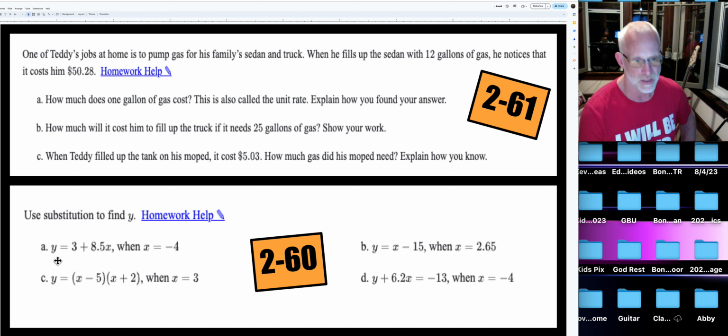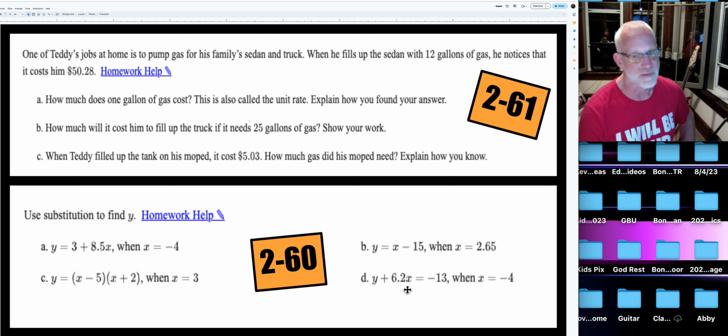subtract 15. This one says y equals x minus 5 times x plus 2, but we're putting 3 in for the x, so now it should say y equals 3 minus, or 3 subtract 5 times 3 plus 5. Last one, the trickiest one. It says y plus 6.2 times x equals -13. When x equals -4, so -4 comes over here, and now we have y plus 6.2 times -4 equals -13. What does y equal?